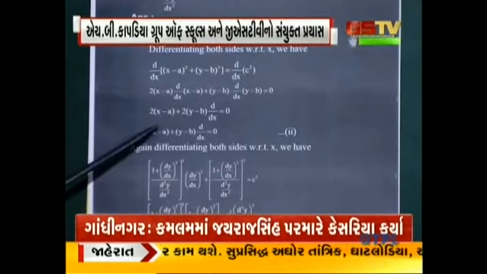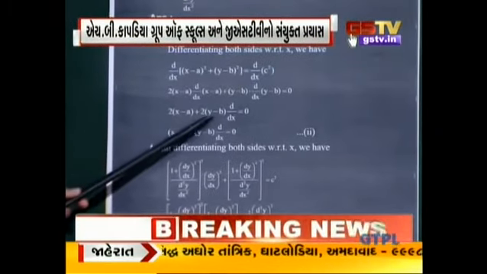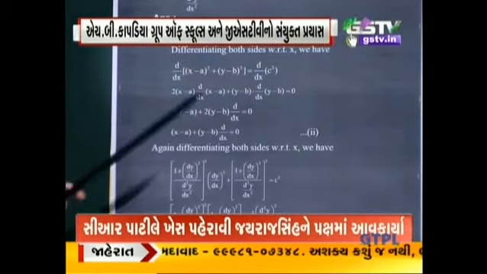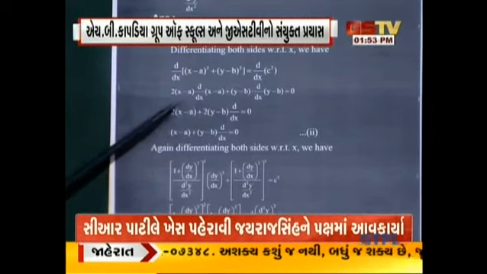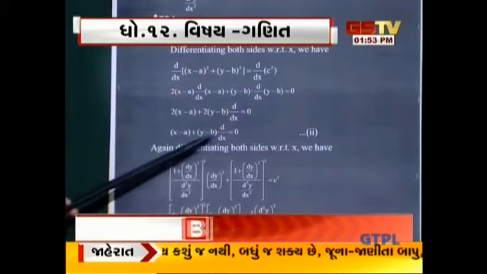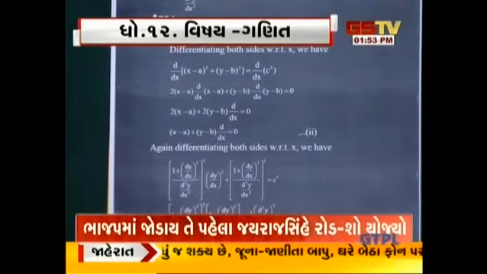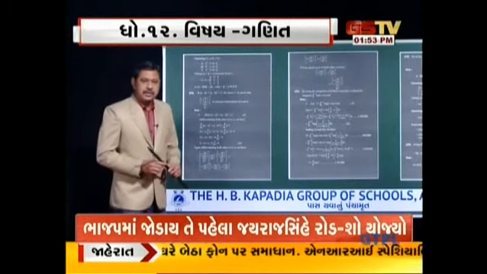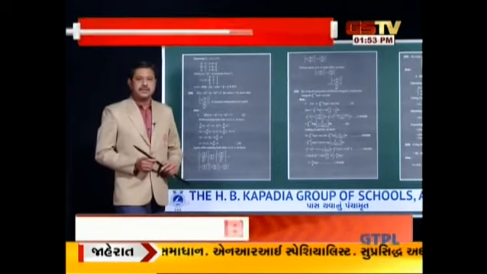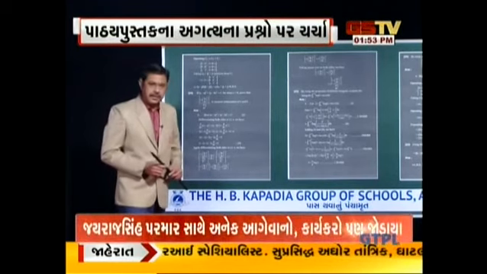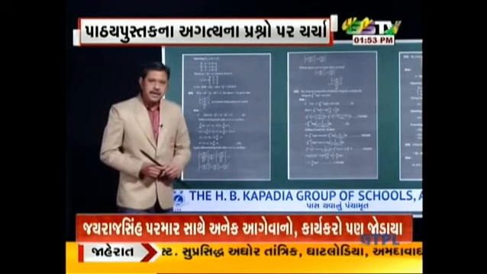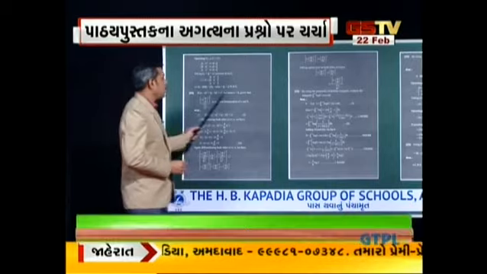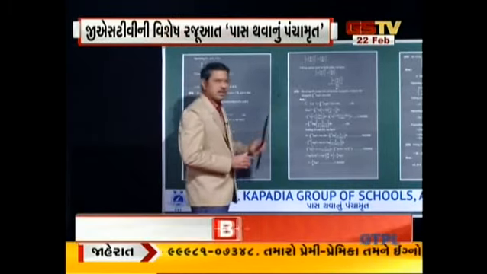So 2 into x minus a plus 2 into y minus b into dy by dx is equal to 0. So we take 2 common here. So x minus a plus y minus b into dy by dx is equal to 0. And again we differentiate the equation on both sides. We get the second order result, which is d square y by dx square. And the values of dy by dx and d square y by dx square put in this result, we get a constant value c here.